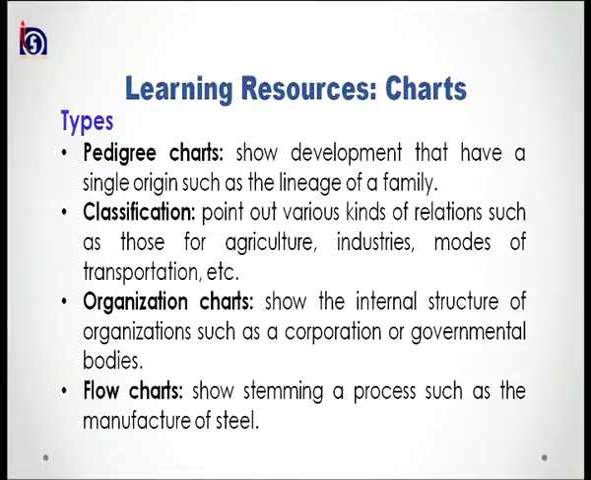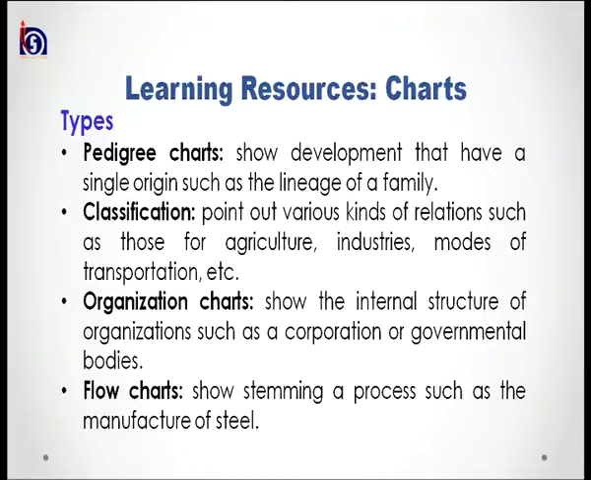Then we are having pedigree charts. Pedigree charts show development that has a single origin, such as the lineage of a family, how a family is emerging and growing. If we are showing that, that comes under the pedigree chart. Then we are having classification charts. Classification charts point out various kinds of relationship, such as those for agricultural industries, modes of transportation, etc.